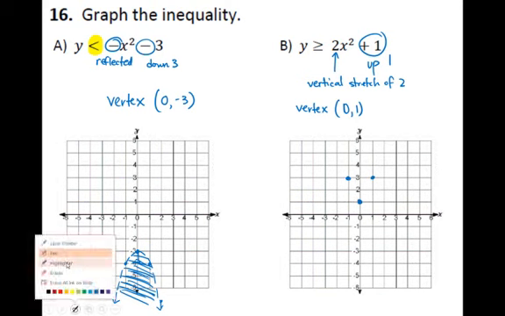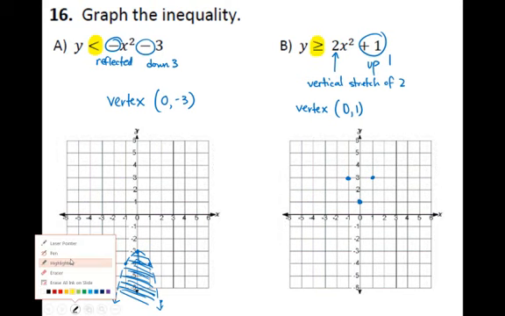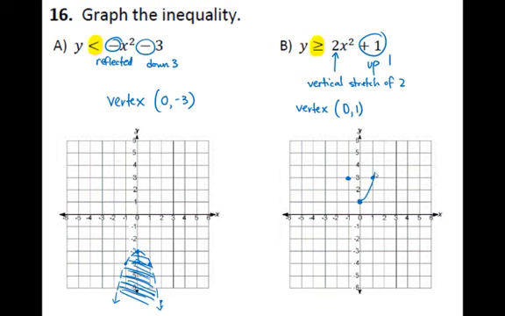I'm going to look at the inequality. This is a greater than or equal to, so I'm going to connect the points with a solid line. Greater than or equal to, I'm going to put my pen on the vertex and make an arrow going up. This arrow is inside of the parabola, so I'm shading completely inside of the parabola. All of the points inside the shaded region are solutions to this inequality.